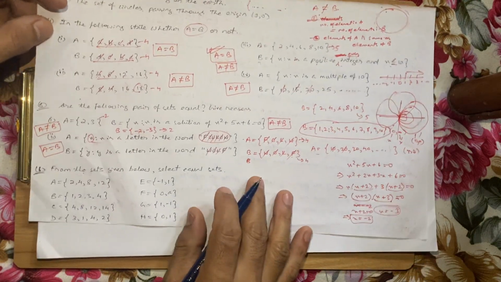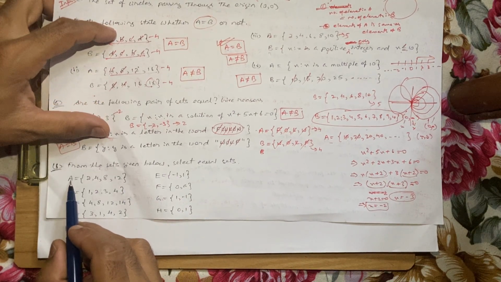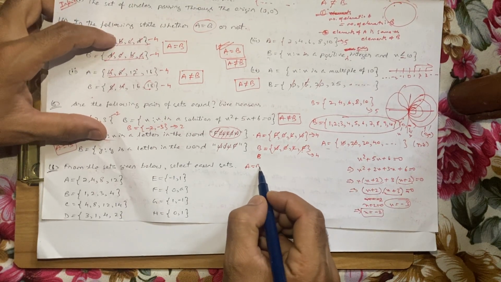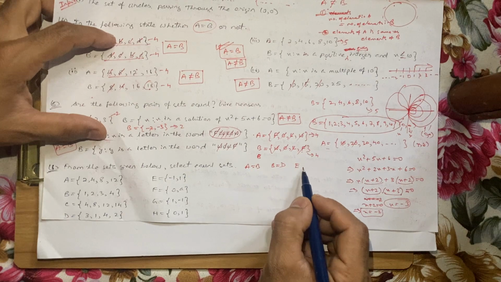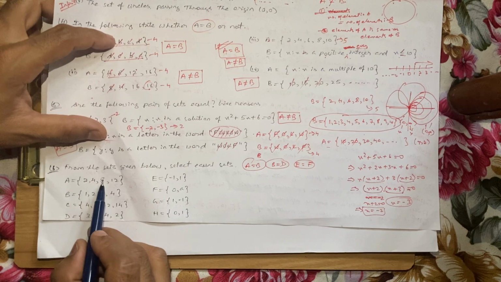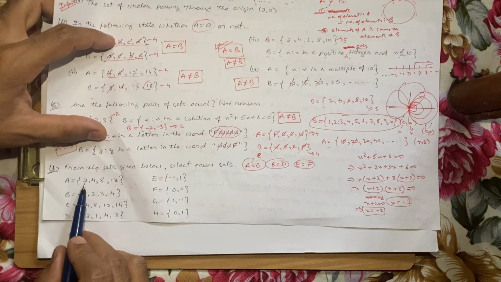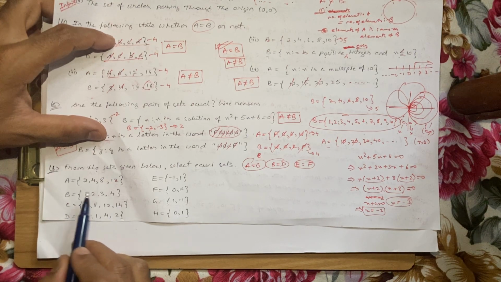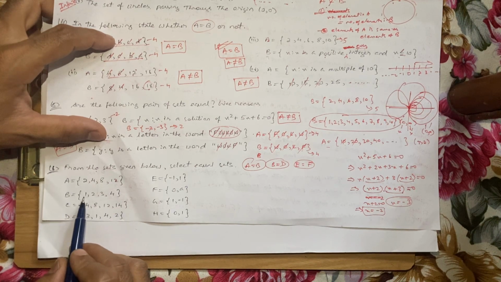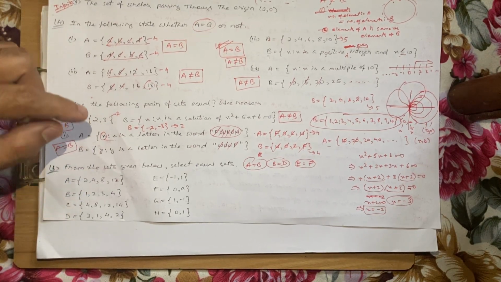Now, from the sets given below, select equal sets. So we need to decide. There are 8 sets, A, B, C, D, E, F, G, H, and we need to decide which of them are equal. Like if A is equal to B, or B is equal to D, or E is equal to F, like that. We need to compare each of them and check. Now see here, the set A has 1, 2, 3, 4 elements. This set B also has 4 elements, but if you see, set B has 1, 2, 3, 4, and this is what? 2, 4, 8, and 12. These are all even. I have odd numbers also, so no point comparing set A and set B, although the number of elements are the same, each of the elements is not the same.